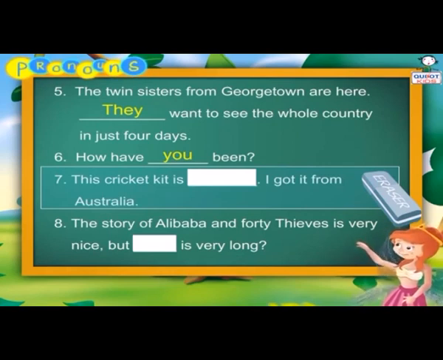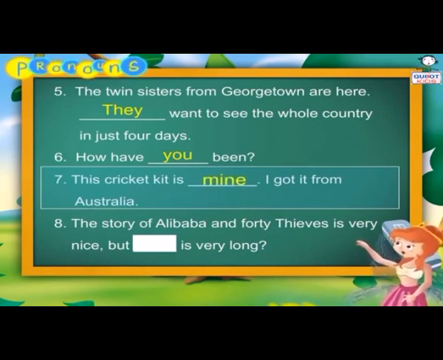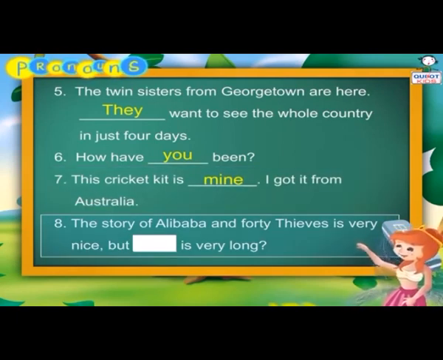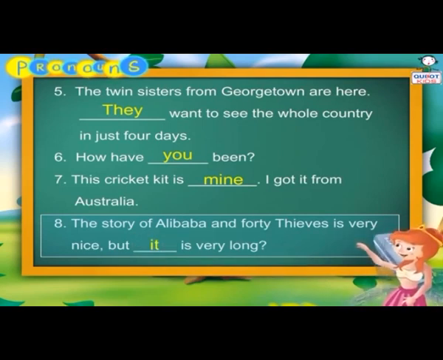This cricket kit is dash. I got it from Australia. Mine. This cricket kit is mine. I got it from Australia. Mine is pronouns. The story of Ali Baba and 40 thieves is very nice. But dash is very long. It. The story of Ali Baba and 40 thieves is very nice. But it is very long.